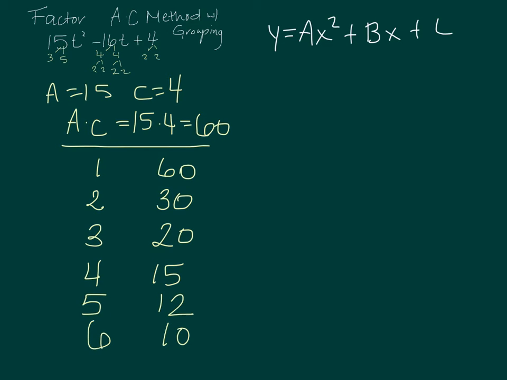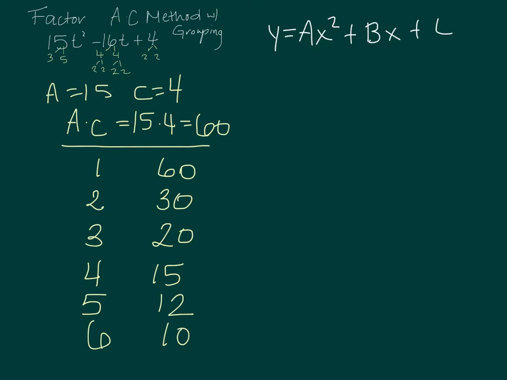7 does not go into 60. 8 does not go into 60. 9 does not go into 60, but 10 does. So I know that I'm done finding all my factors when the next number that I would write in this row in order is already represented on the other side. So you'll note that the numerical order of these factors starts here and then kind of makes a U going up, right?